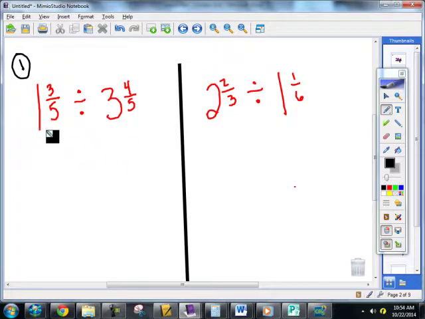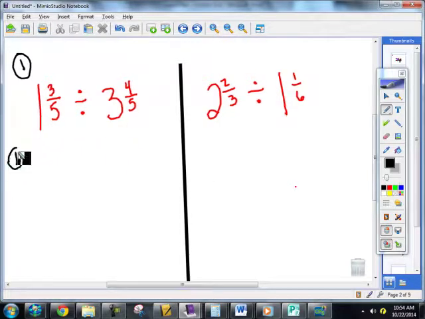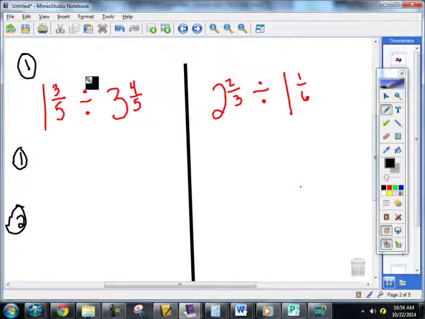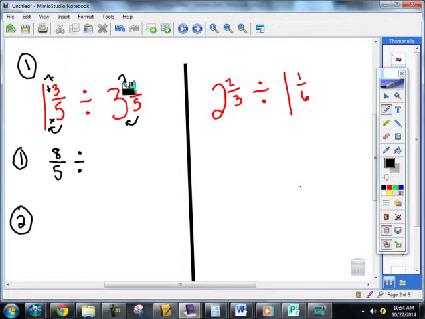Okay? Here's number 1. Remember, it has to happen in 2 steps. First step would be to go around the barn. Turn them into improper fractions. So that's going to be 5 times 1 is 5, plus 3 would then give me my 8/5. Denominator always stays the same. Leave it as a division problem. Do the same thing here. You get 19/5. Again, is that the same fraction? Yep. Okay.